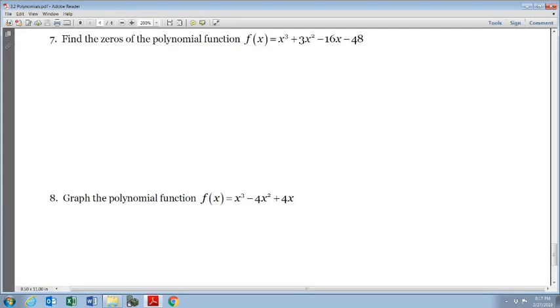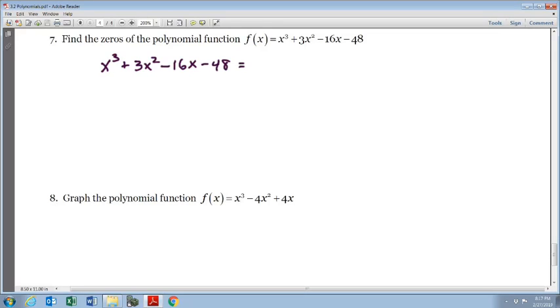So it says find the zeros of the polynomial function f of x equals x cubed plus 3x squared minus 16x minus 48. So if I want to find the zeros, I need to factor this. And this is 4 terms, so if you think about our factoring skills, we know when we have 4 terms, factoring by grouping is usually our go-to method.